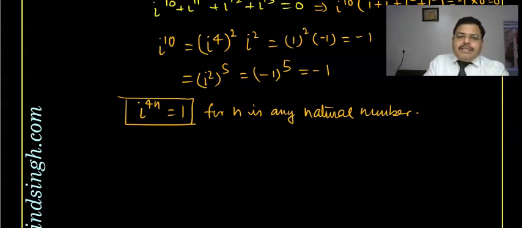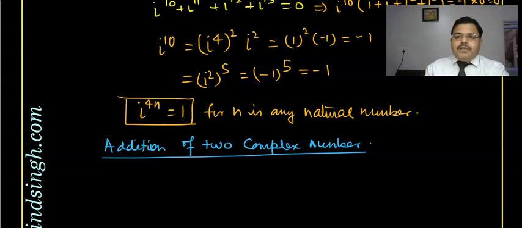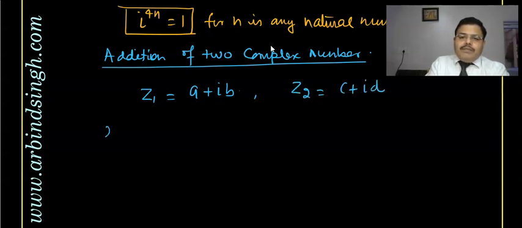Now, addition of two complex numbers. What will be there? Suppose z1 is any complex number a plus iota b, and z2 is any complex number c plus iota d, then z1 plus z2 is equal to a plus iota b plus c plus iota d.